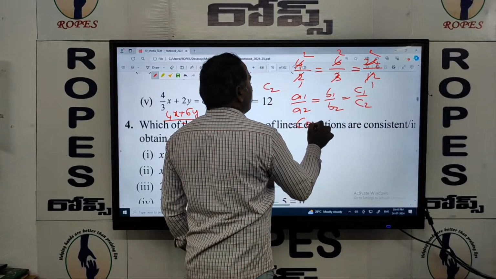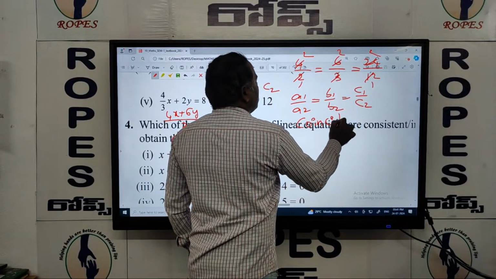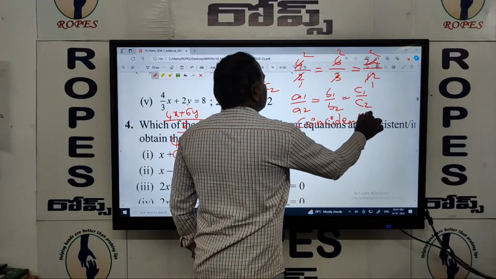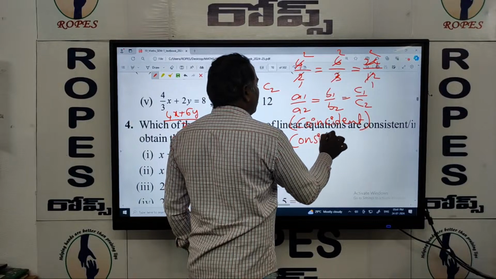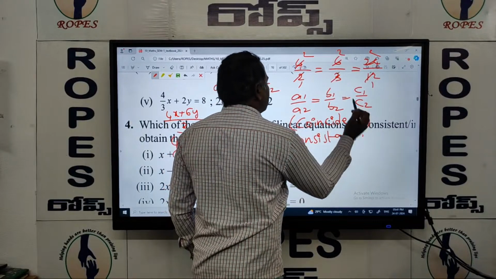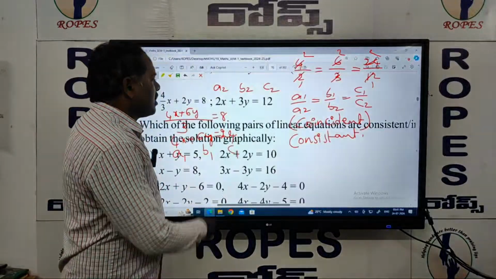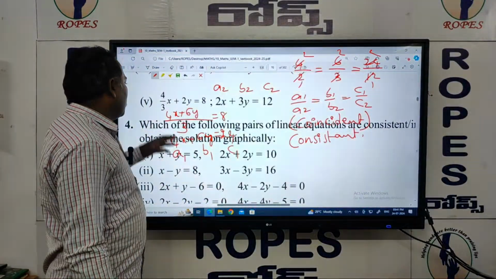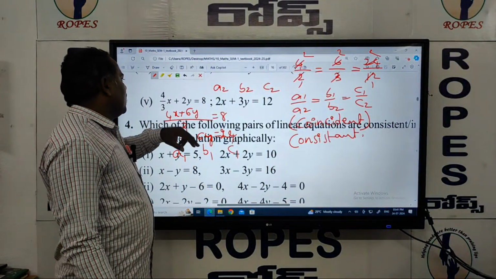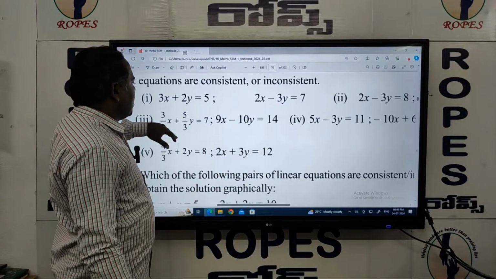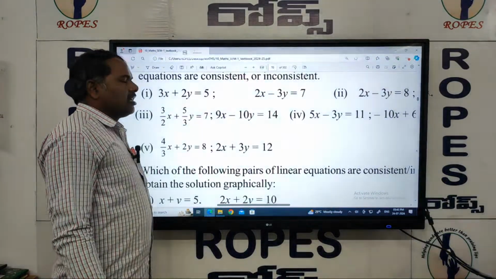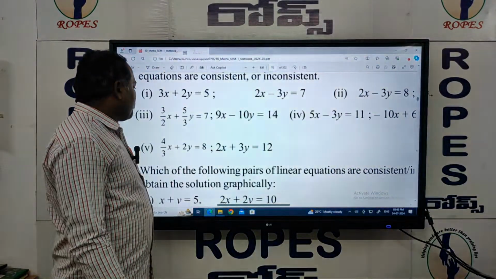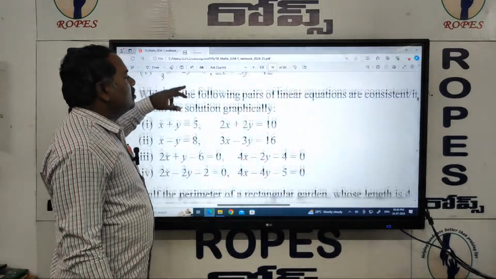Then the lines are coincident lines. So when the lines are coincident, they are consistent, then the lines are consistent lines. So this is about the fifth sub question. Okay, now in question number 3, we clearly explained all the 5 sub questions, whether they are consistent lines or inconsistent lines. Okay, so like this we have to simplify.